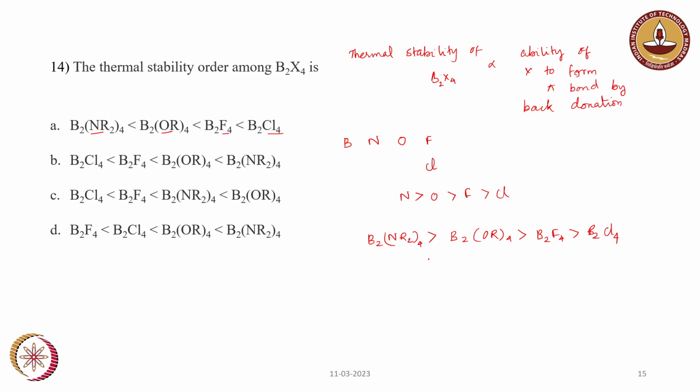So you can find the same order here. B2Cl4 having the lowest, then B2F4, then B2(OR)4, then highest for B2(NR2)4. So option B is the answer.